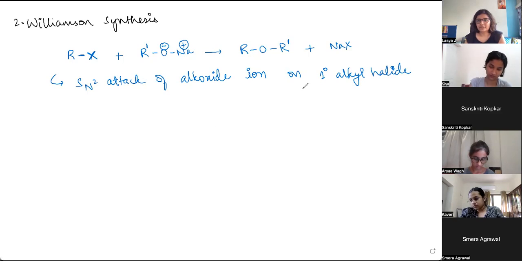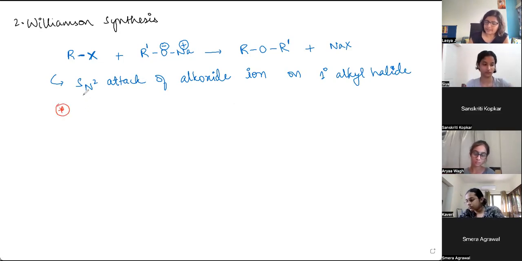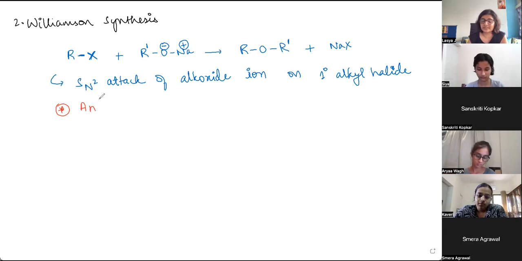Another advantage with this particular method is that any kind of ether can be prepared, even secondary and tertiary ethers you will get from this method. Symmetrical, unsymmetrical, all types of ethers.